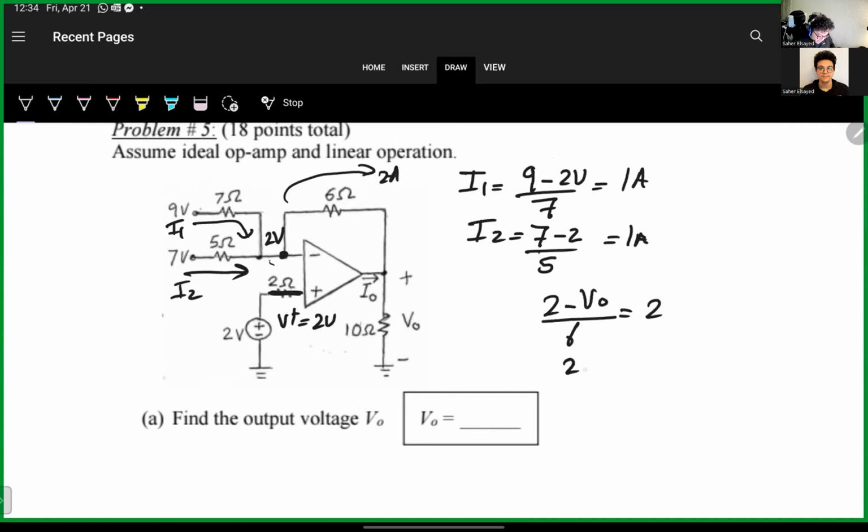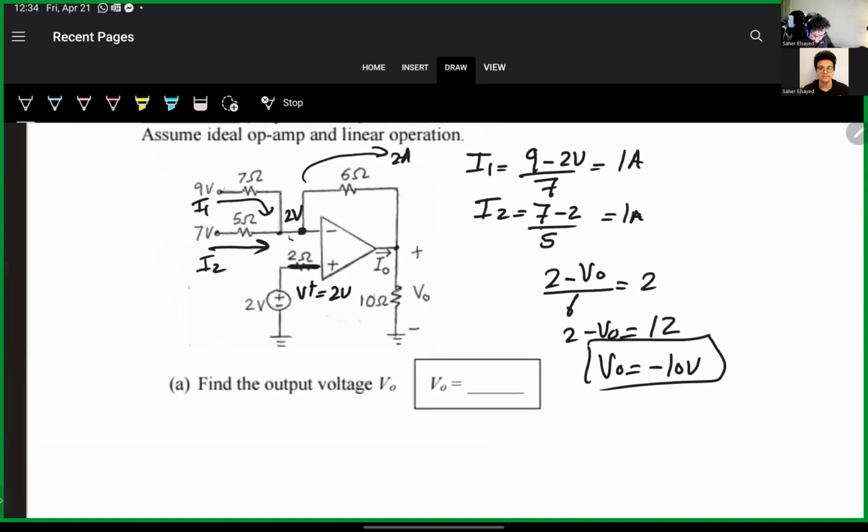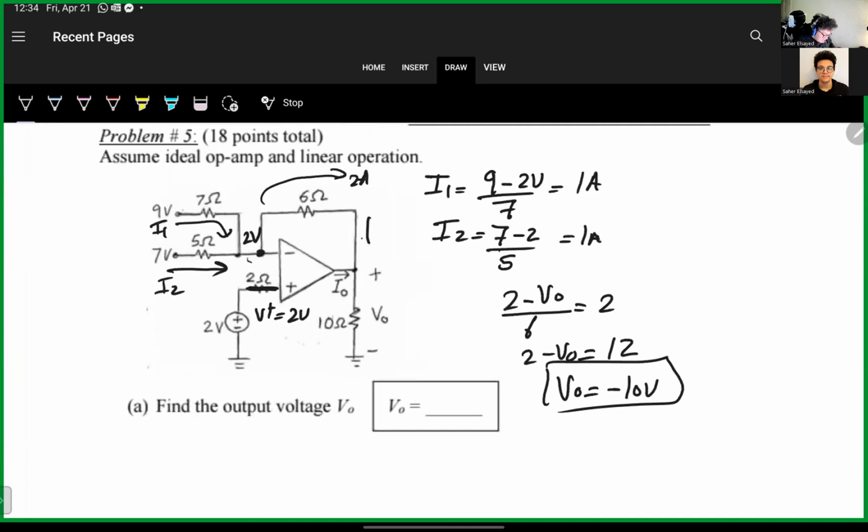So multiply 2 minus V out is equal to 12. Move this here. So 10. So V out is negative 10 volt. Make sense? Hopefully it makes sense. I went a little too quick. Okay, so we know this current is 2 amps.